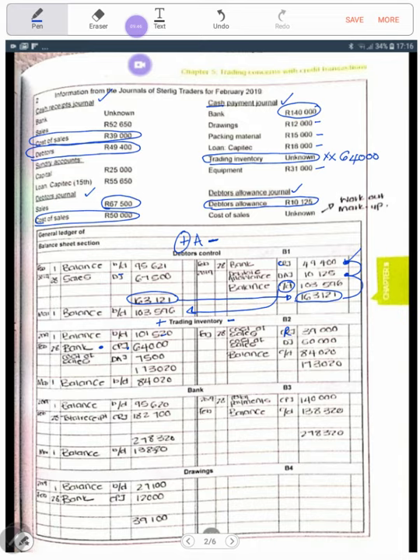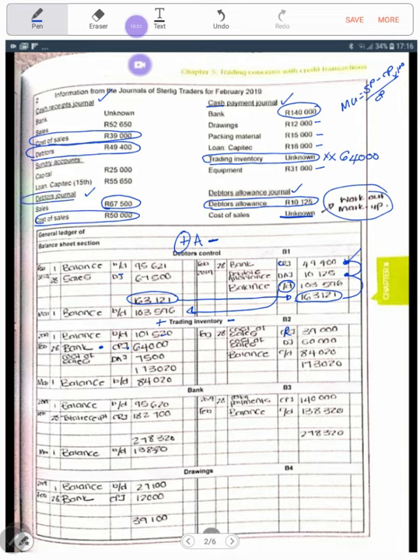Debtors allowances, when a debtor is not happy with what we have sold to them on credit. As you can see, the cost of sale amount is unknown. What do we have to do? Work out the markup. Remember, markup equals selling price subtract cost price, over cost price, times 100. Did I have a selling price? They didn't give it to us. They also didn't give us our markup. So how am I able to work it out?